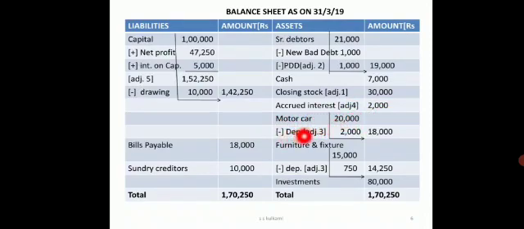Now motor car is 20,000. So I have to depreciate it. Depreciation is shown on the debit side of the profit and loss account, and the same amount has to be deducted from the respective asset. So 20,000 minus 2,000, 18,000.